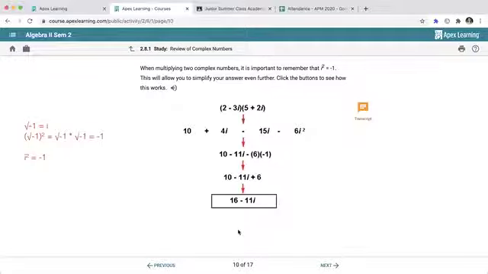So again, maybe a little bit confusing, but if you write it out step by step, line by line, it's going to be a lot easier for you to keep it more simplified here.